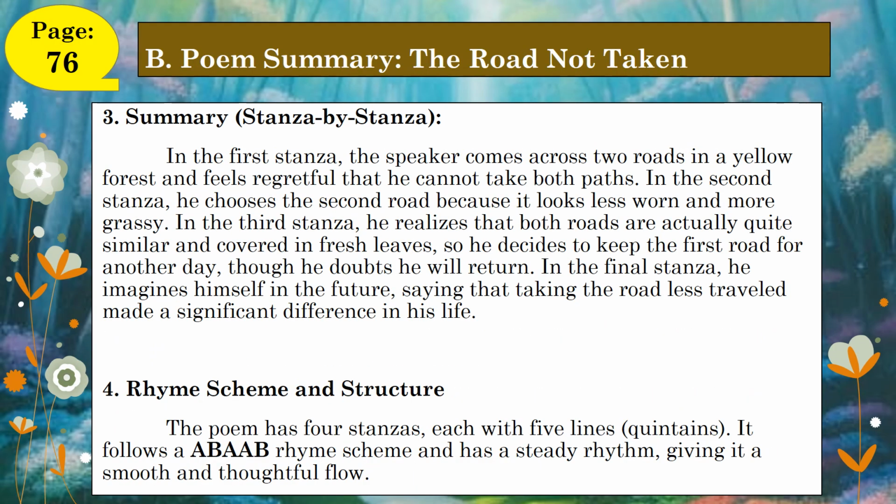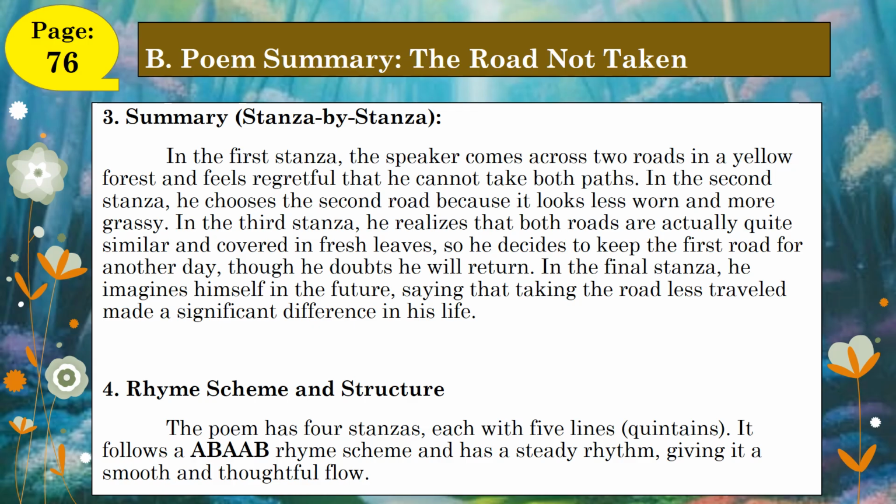Now let's see 3. Summary. In the first stanza, the speaker finds himself standing at a fork in a yellow forest, feeling a quiet regret that he can't travel both roads. In the second stanza, he chooses the second road, thinking it looks less worn and grassy. Third stanza, he realizes both paths are actually very similar, both covered in leaves that no one had stepped on. He saves the first path for another day, though he doubts he'll ever come back. In the final stanza, he imagines himself in the distant future, reflecting that choosing the road less traveled, the path fewer people had taken, made all the difference in his life.